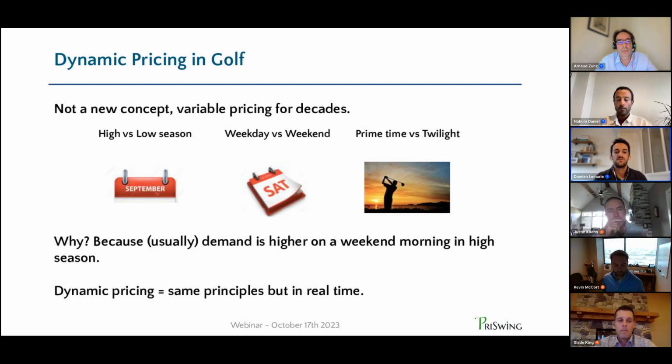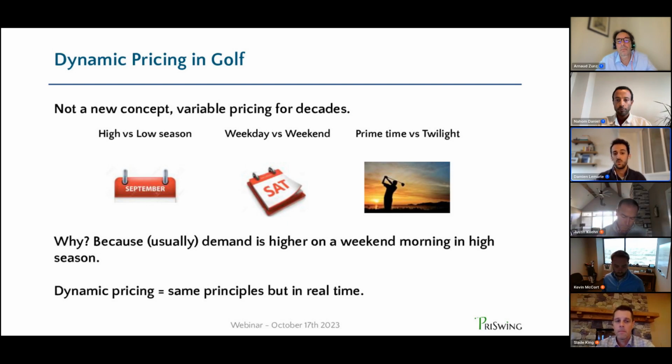So first, dynamic pricing in golf. The first thing we want to say is that it's not really a new concept. The idea of having different prices for the same product, a round of golf, 18 holes, is not new at all in the golf industry. Actually, variable pricing, not exactly dynamic but variable, has been there in the golf industry for decades, as you know, with high and low season pricing, weekdays versus weekends, prime time versus twilight. All those kinds of factors impacted prices.